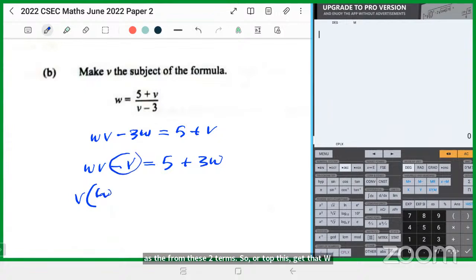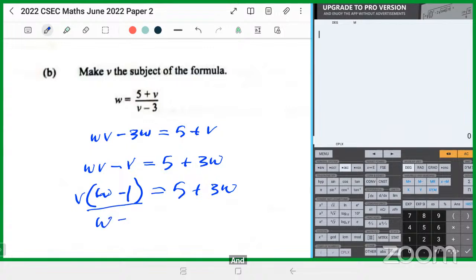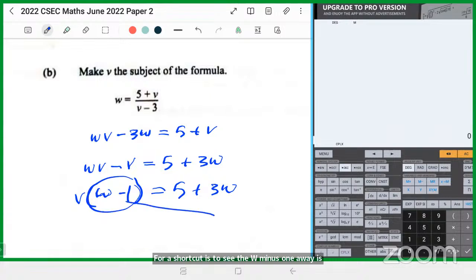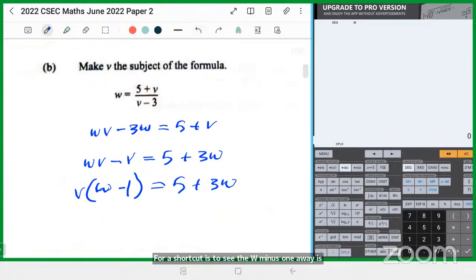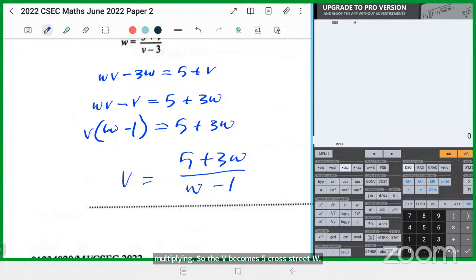Out of this, we get a negative 1. We factorize, so v equals 5 plus 3w, and then there's a matter of taking this and dividing it under here. Same as saying divide both sides by w minus 1, and this one cancels. The shortcut is to say the w minus 1 over here is multiplying, so you divide it on this side. So the v becomes 5 plus 3w over w minus 1. All right, that is that.